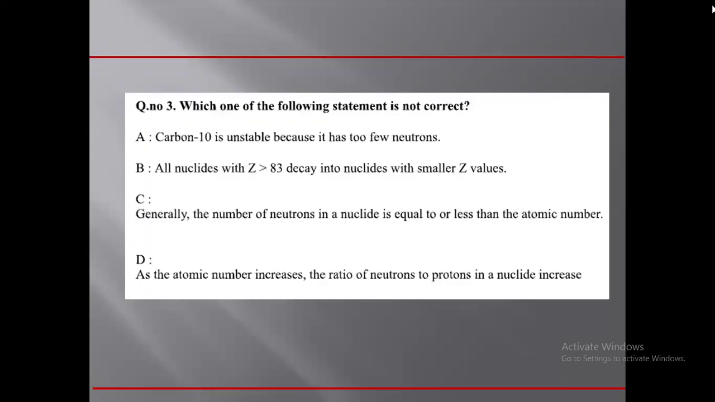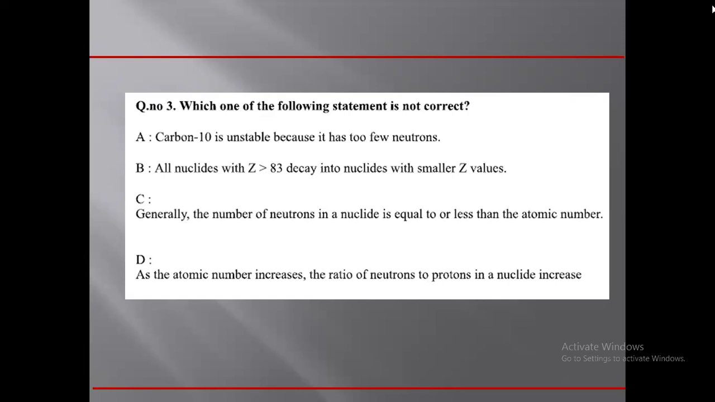Now see question number 3. Which one of the following statements is not correct? A, carbon-10 is unstable because it has too few neutrons. B, all nuclides with Z greater than 83 decay into nuclides with smaller Z value. C, generally the number of neutrons in a nuclide is equal to or less than the atomic number. And D, as the atomic number increases, the ratio of neutron to proton in a nuclide increases. So in this question, you have to find the incorrect statement. So C is the correct answer.